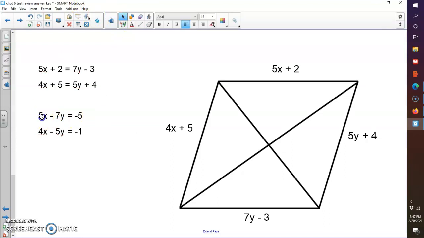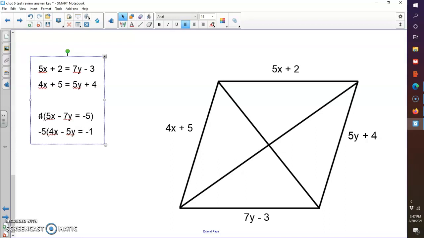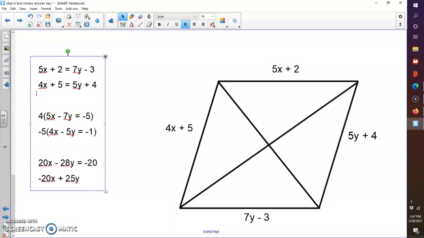Now, what I'm going to do here is this. I'm going to multiply the top by 4 and the bottom by negative 5. And that'll allow me to eliminate a variable. Now I get 20x minus 28y equals negative 20. I get negative 20x plus 25y equals 5.